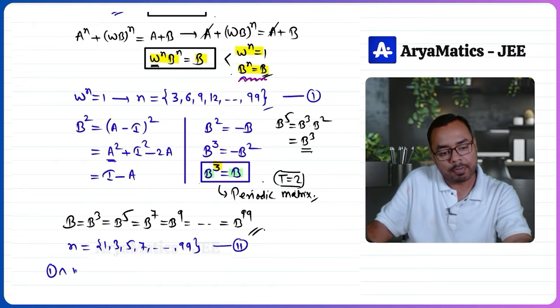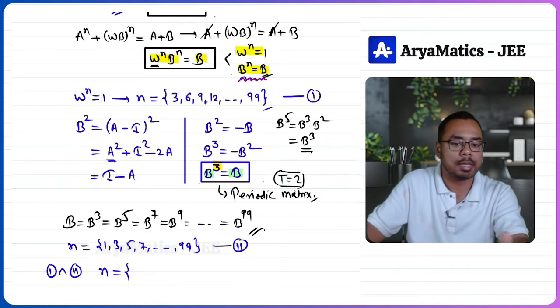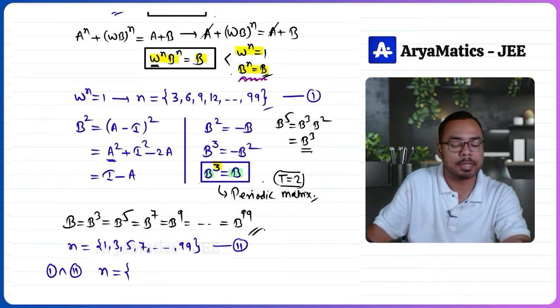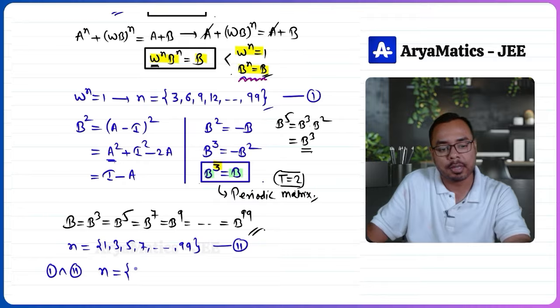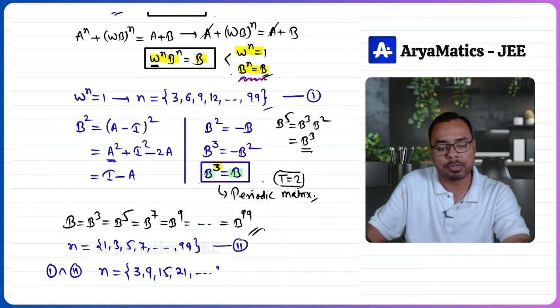So if I take the intersection of 1 and 2, then n will be this set, right? N will be the common values of 3, 6, 9, 12 and so on, and 1, 3, 5, 7 and so on. So the common values are 3, then the next number will be 9, right? After that 15, then we have 21 and so on. We'll get multiples of 6 plus 3. So the last common term will be 99.